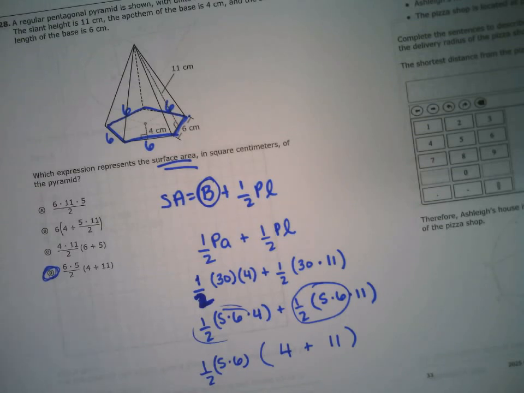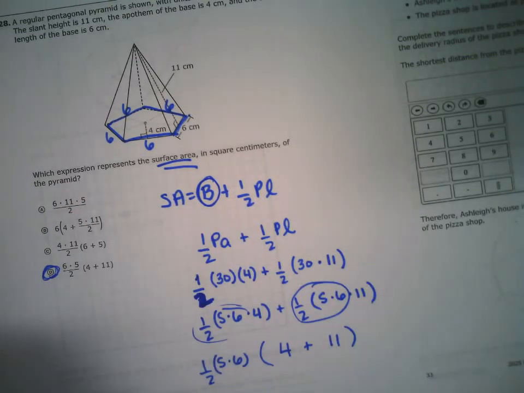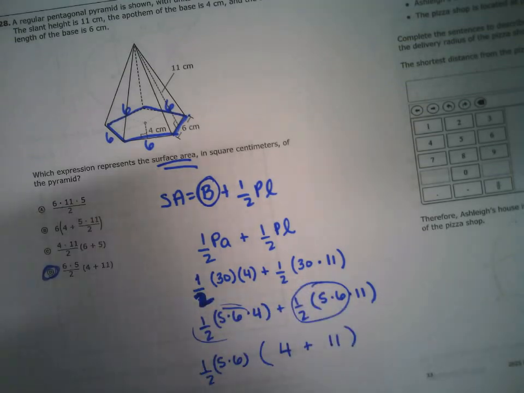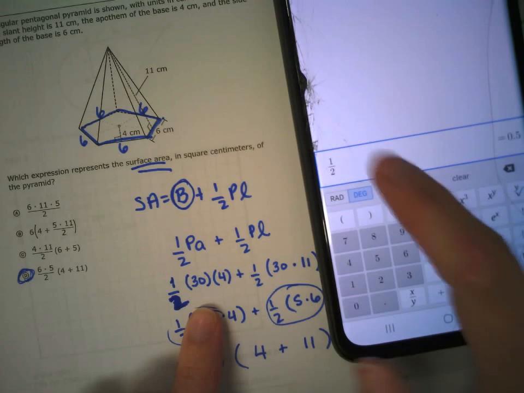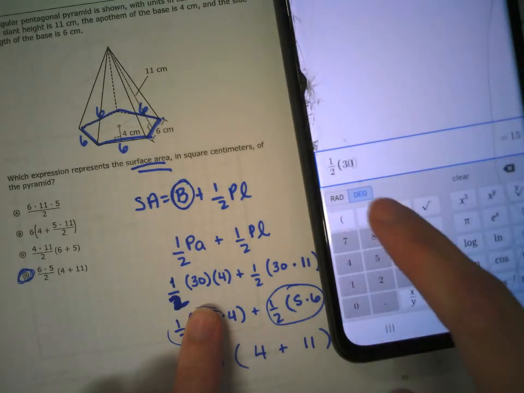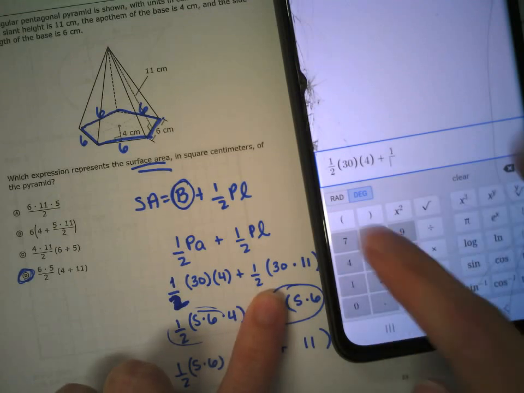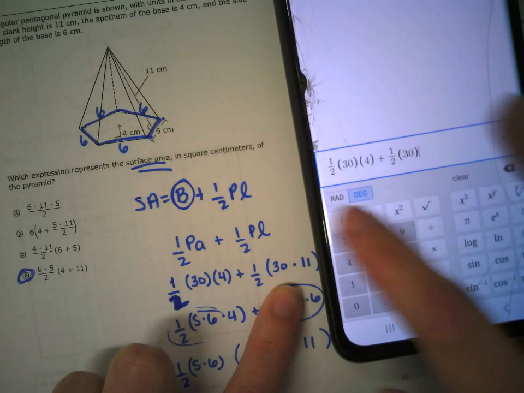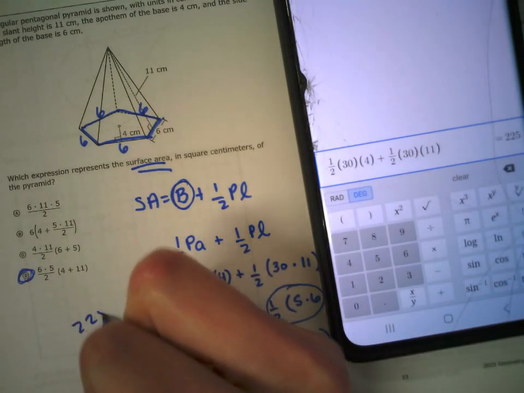So my strategy for you guys would be get your answer for this and see which one of these matches your answer. So if you were here at this step and you had to put it into your calculator, we had 1/2, and then we had times 30 times 4, and then it was plus 1/2, and then it was 30 times 11. My answer is 225.